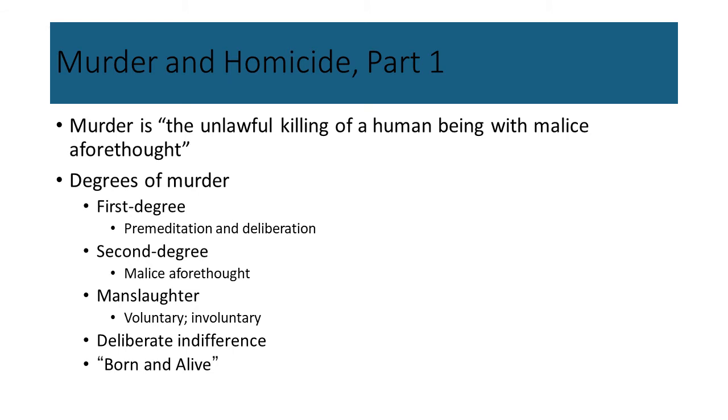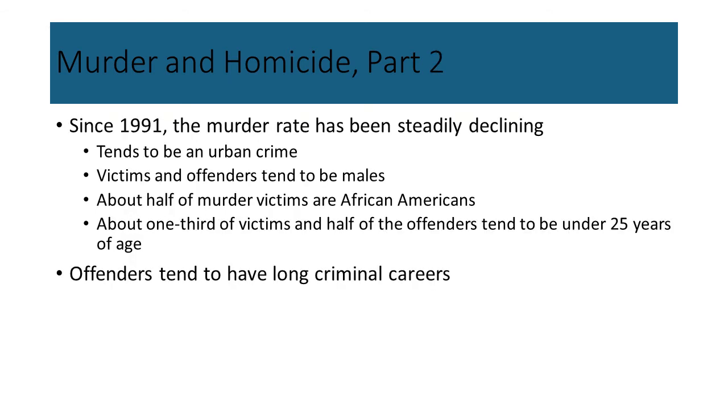So what's the nature and extent of murder or homicide? According to the Uniform Crime Report, since 1991, the murder rate has been declining. The report also tells us that murder tends to be an urban crime, happening more in larger cities. Victims and offenders tend to be males. About half of murder victims are African Americans. About 1/3 of victims and half of the offenders tend to be under the age of 25. And lastly, our research shows that people arrested for homicide tend to have long criminal careers.